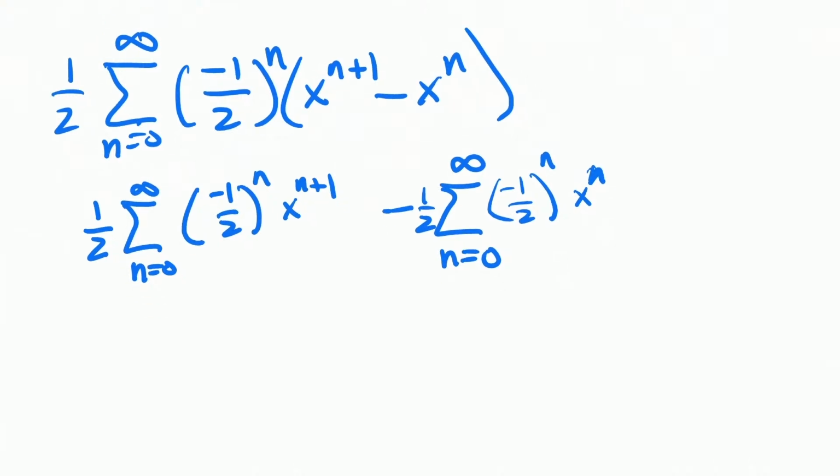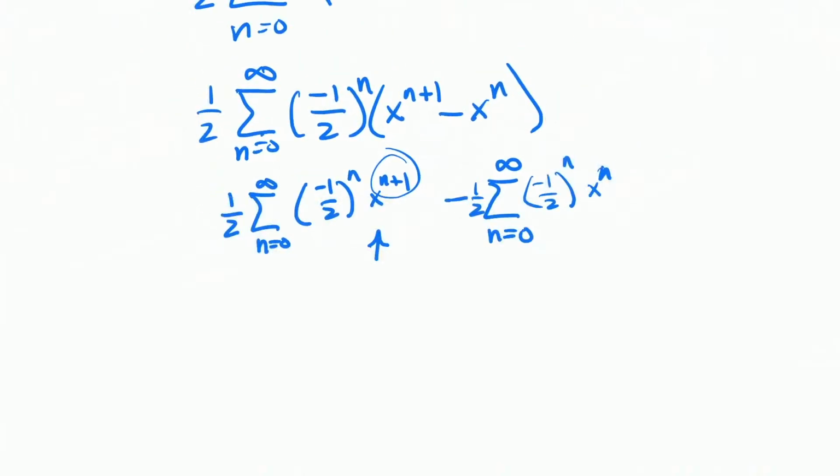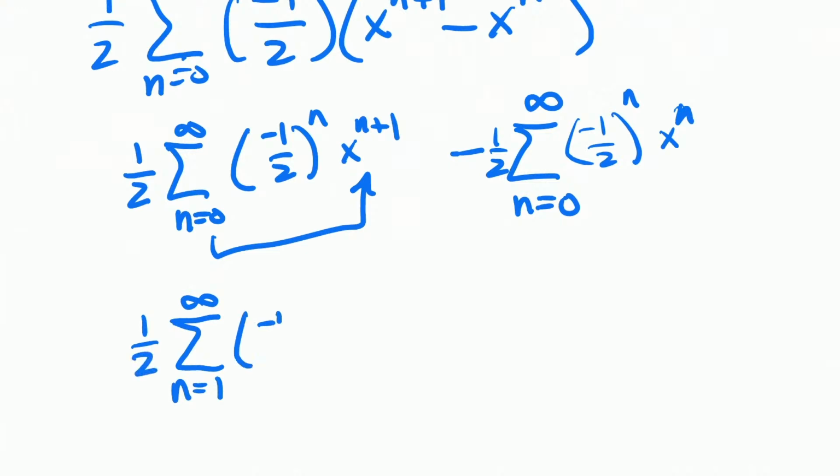Okay, now let's deal with one of these. Which one do we want to deal with? Let's deal with this one right here. Notice that this n plus 1 is a big problem, at least for me, to be able to add these things together. And so what I could do is just re-index this. Now, by re-index, what I mean is notice that when n equals 0, you have x to the first. When n equals 1, you have x to the second, and so on. And so instead of using that index, I could do this. n goes from 1 to infinity. And then we'll just do this.